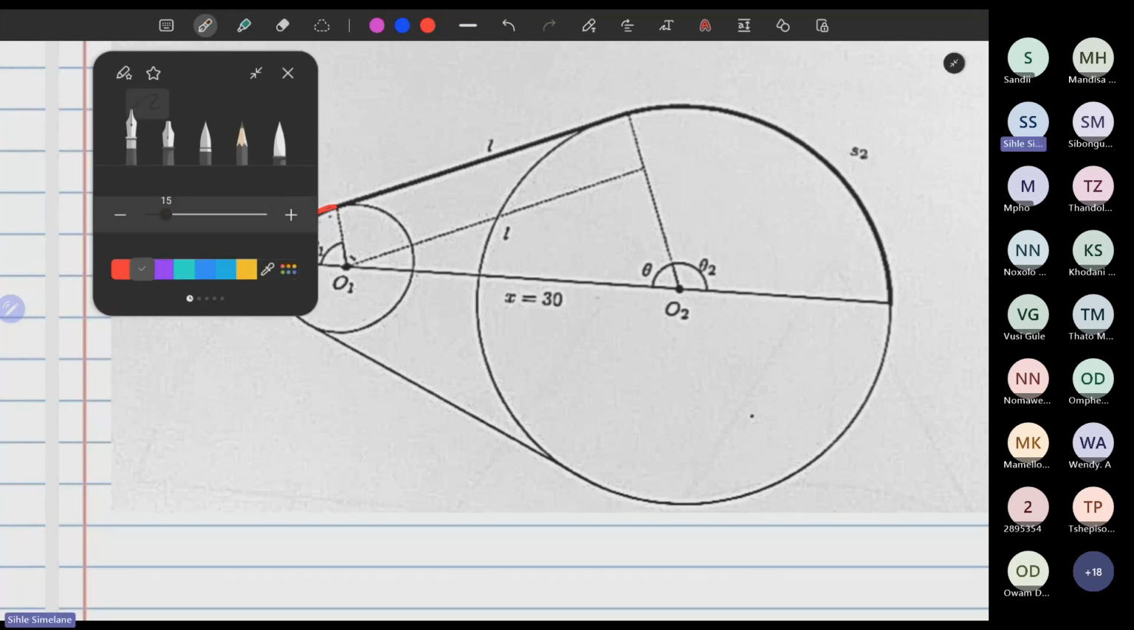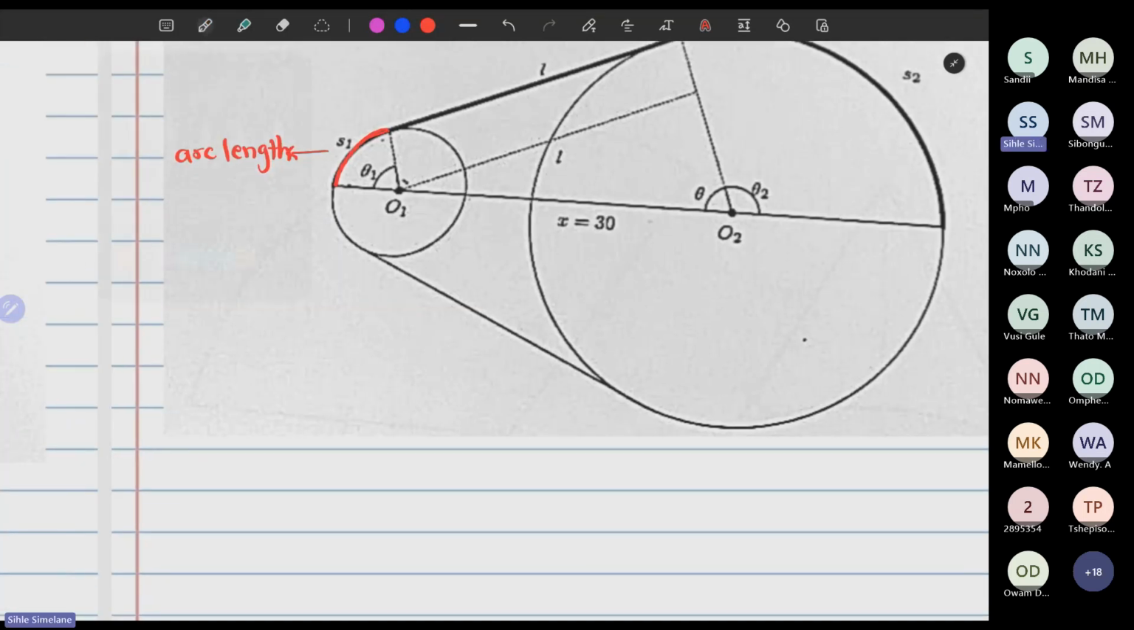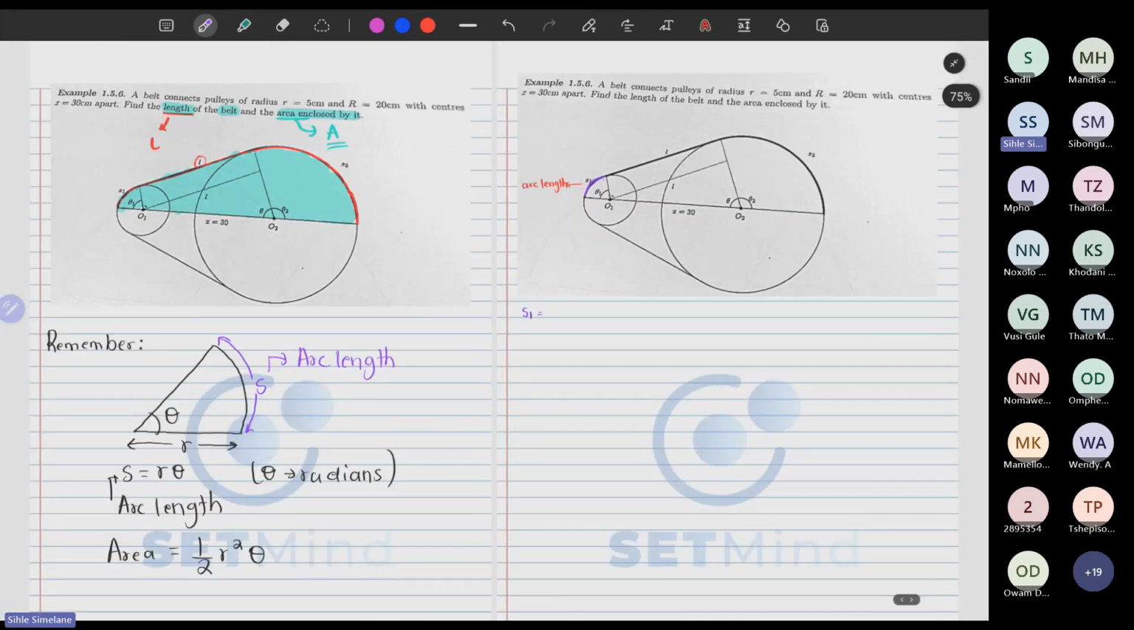And we said the arc length of any sector will be given by, so that one is sector 1. So we'll call it S1. Let me make it purple so that we see what is going on. If you look at the previous page, we said the arc length is always given by the radius.